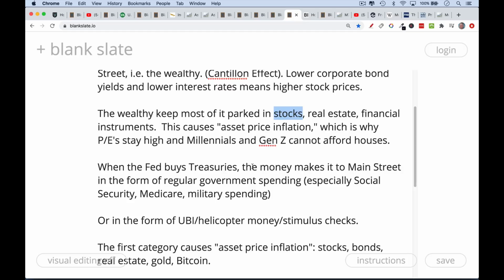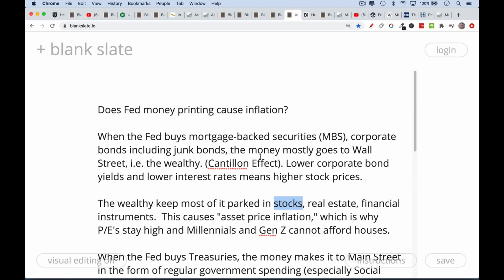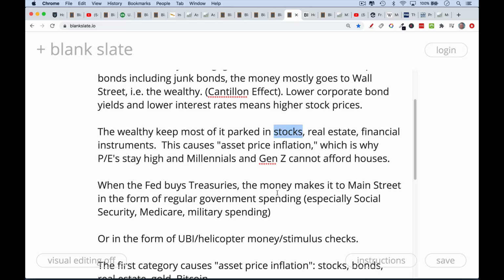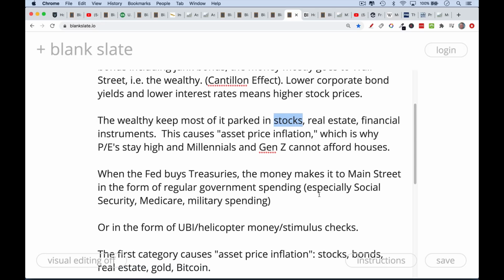Now, in this first case they're buying mortgage-backed securities, they're buying bonds, and they're keeping asset prices high. When the Fed buys treasuries, as we saw, that money actually makes it to Main Street in the form of regular government spending, because the U.S. federal government is doing deficit spending. They don't have enough money from taxes, so they have to borrow money to pay Social Security, Medicare, military spending. So if you're at the receiving end of any of these, maybe someone in your family works in the military, or you receive Social Security or Medicare, you are receiving money that is being printed up by the Fed.